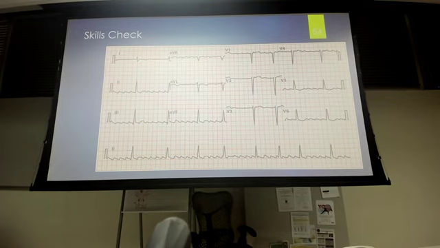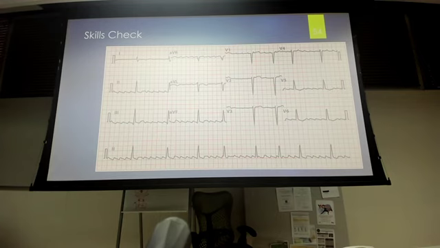Dr. Love. What do you think? So wide or narrow, regular, irregular? Narrow complex, regular? Narrow, irregular? No, I mean, sorry, narrow, regular? Irregular? So you would say what? A-flutter with a variable block, right?